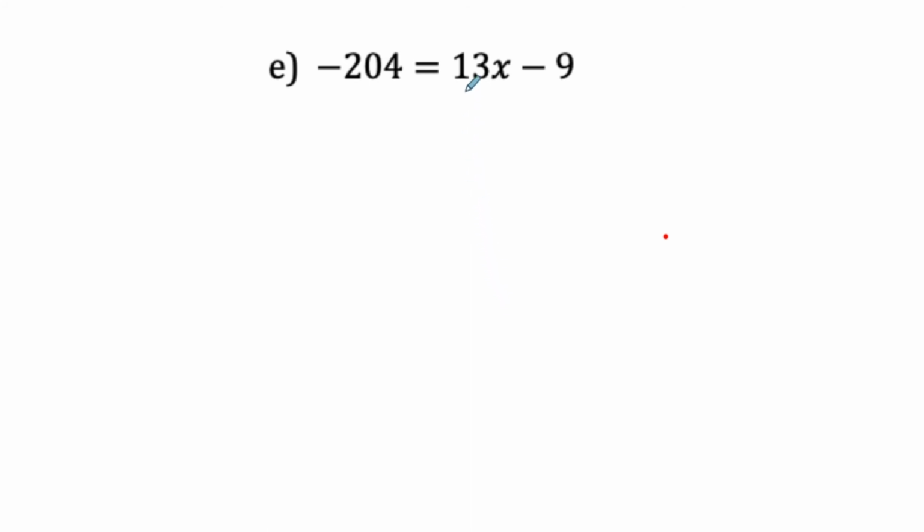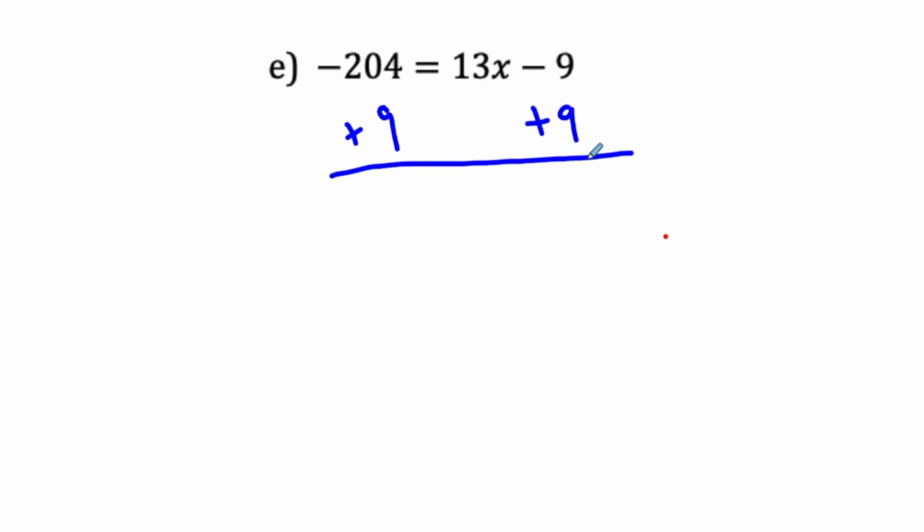Okay, so we need to get the x by itself. Again, we're always trying to get the variable by itself. So how do we move the negative 9? This is what you want to ask yourself: how do I get rid of this negative 9? Do the opposite. It's being subtracted from x, so I will add it. So add 9 to both sides.